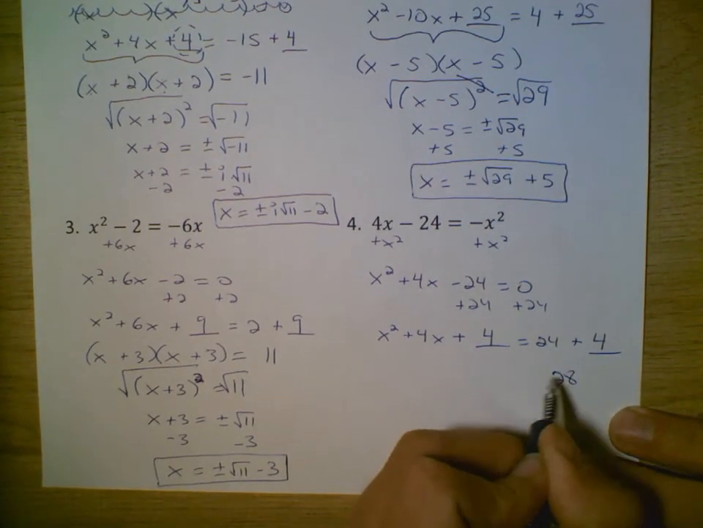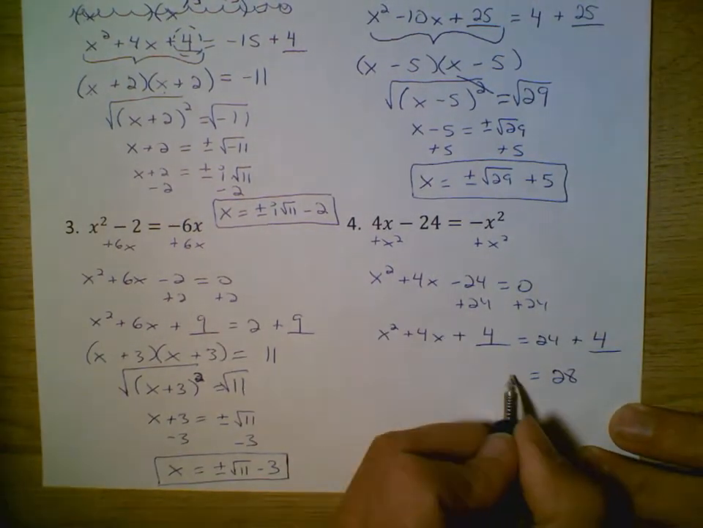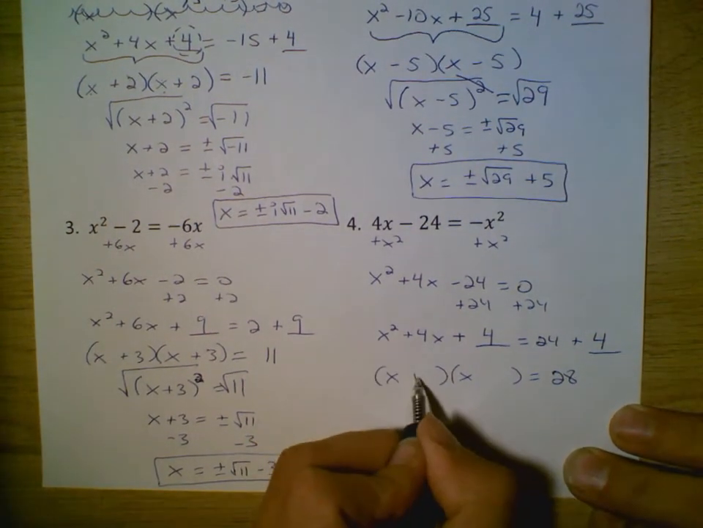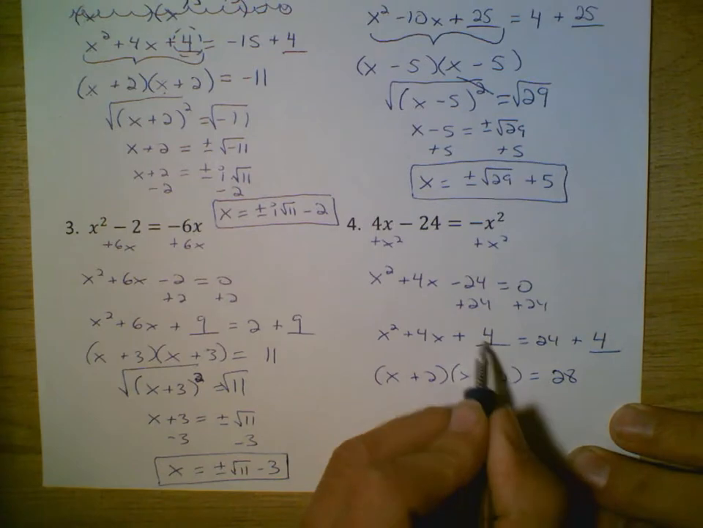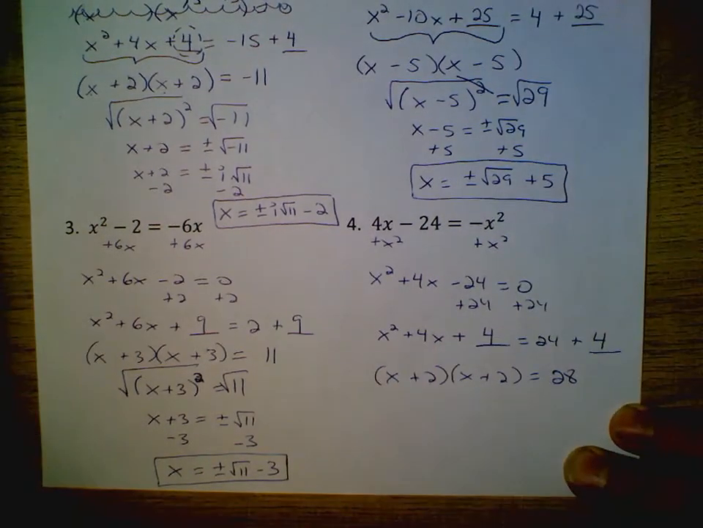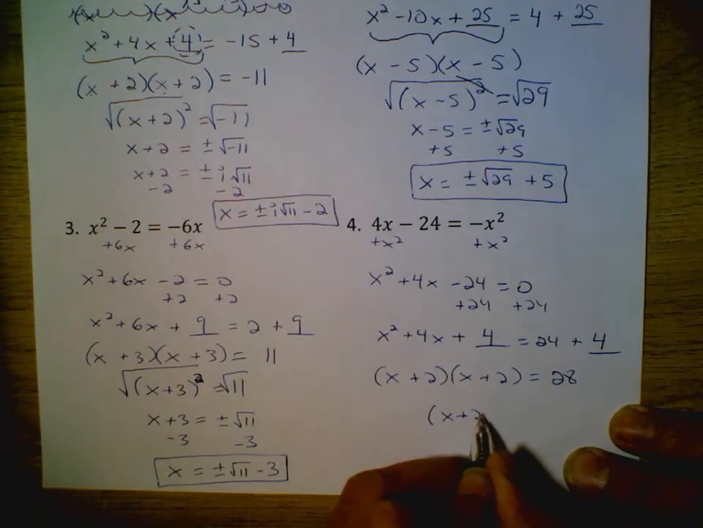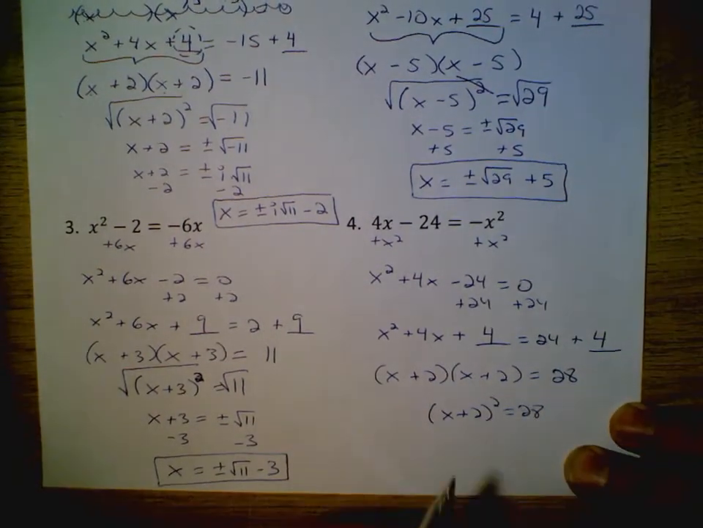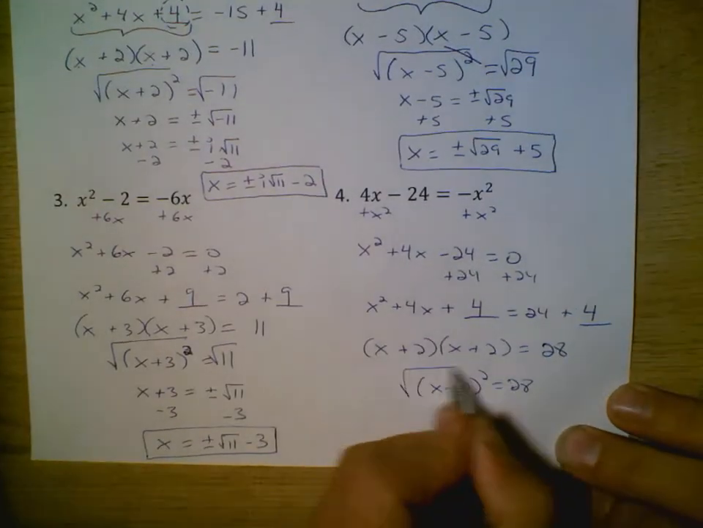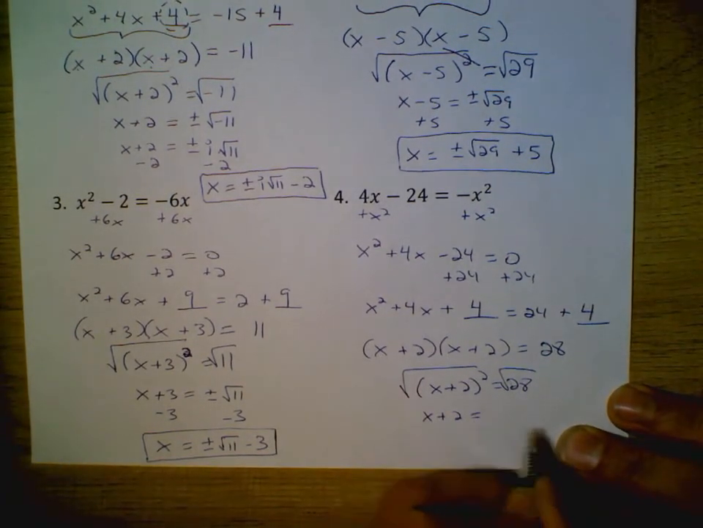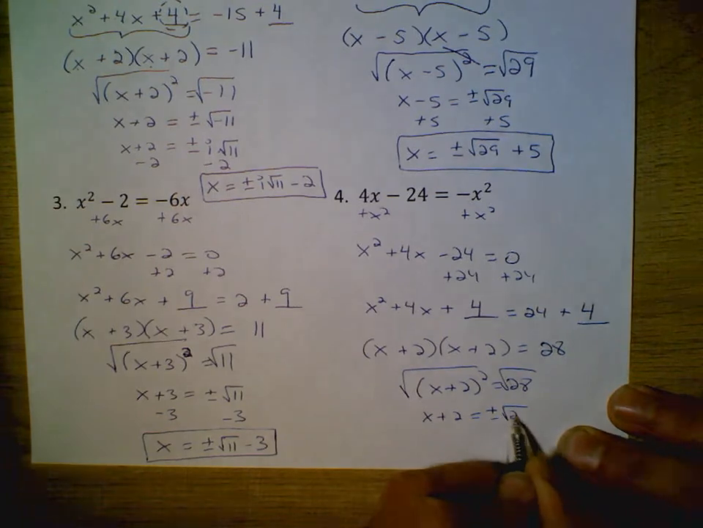Well, that's 28. If I factor this, I'm going to get x times x is x squared. Positive 2 times positive 2 is 4, and we'll combine to give me 4x in the middle. Notice they are the same. So I get x plus 2 squared equals 28. And then I can take the square root of both sides, which will give me x plus 2 equals plus or minus the square root of 28.